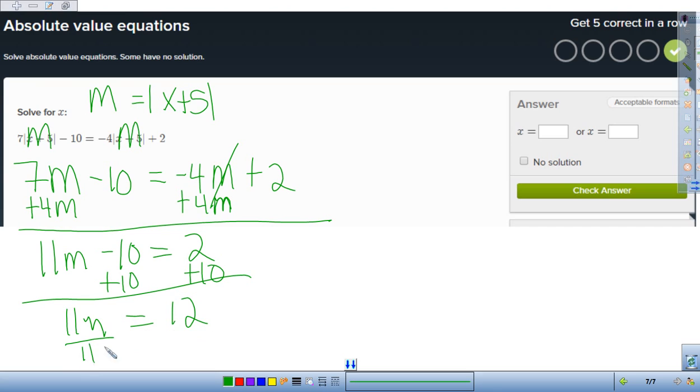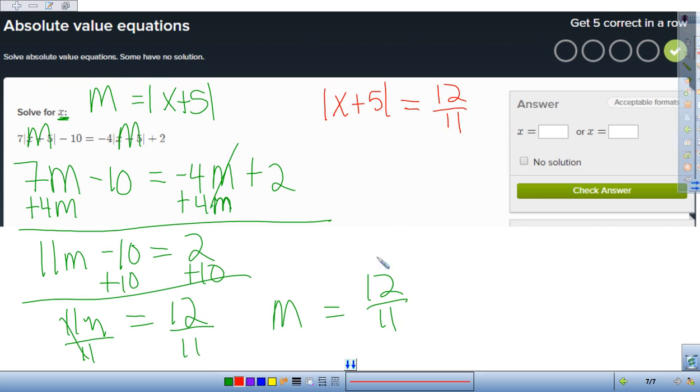And then I divide by 11. Divide by 11. And I get m, this will cancel, is equal to 12 over 11. But I'm not done yet, because I cheated to get this m. There's no such thing as m in the original problem, and I wasn't supposed to solve for m. I'm supposed to solve for x. So how am I going to do that? Well, now I know that m was equal to the absolute value of x plus 5. And so now I'm going to go back in here and say, well, okay, the absolute value of x plus 5 is equal to 12 over 11.